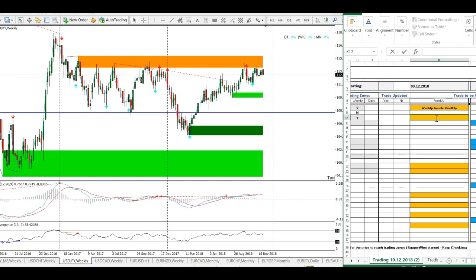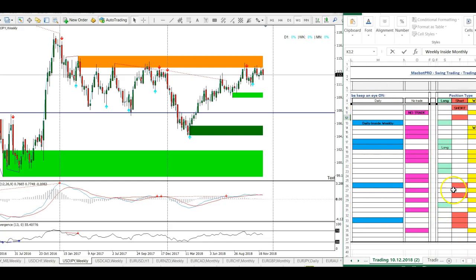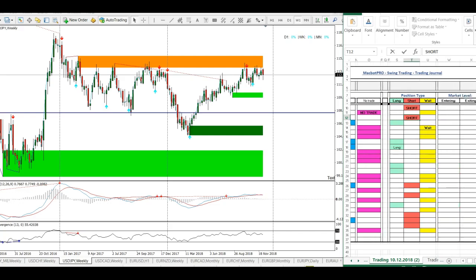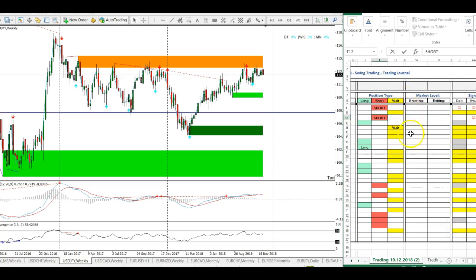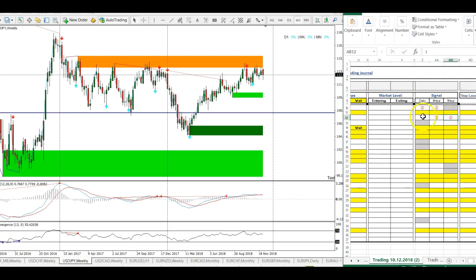Type that in here. Weekly inside monthly. This just keeps us all on track. Daily. And this one's looking to short the market. Hasn't entered it, but it'll come at the end of the week or when the trade's entered, and we will enter this. Signals will be on the daily and the 4 hour. Make sure this is okay.